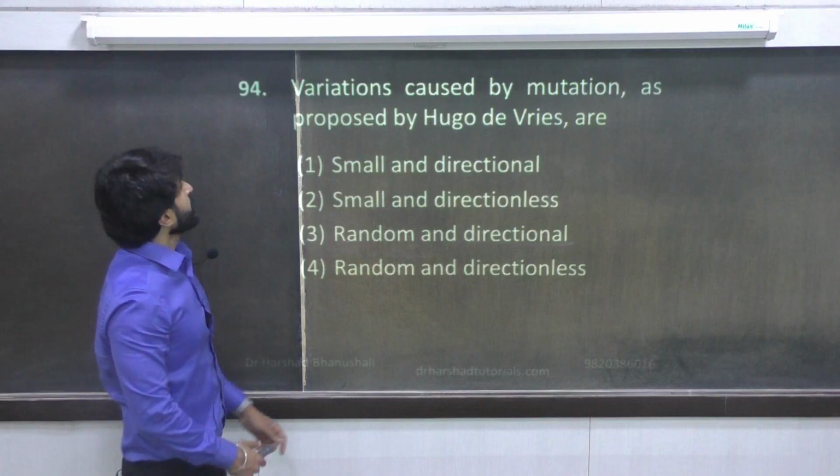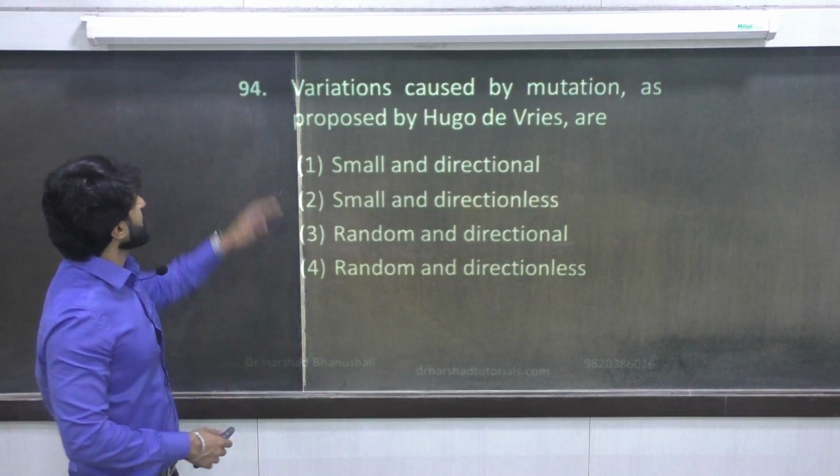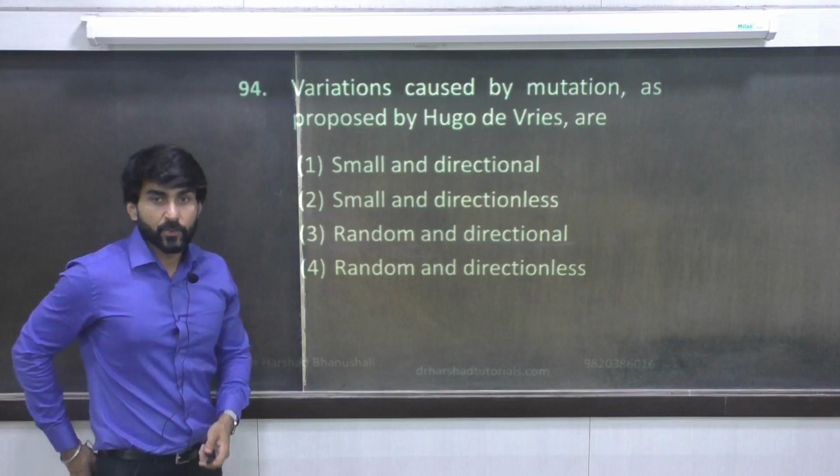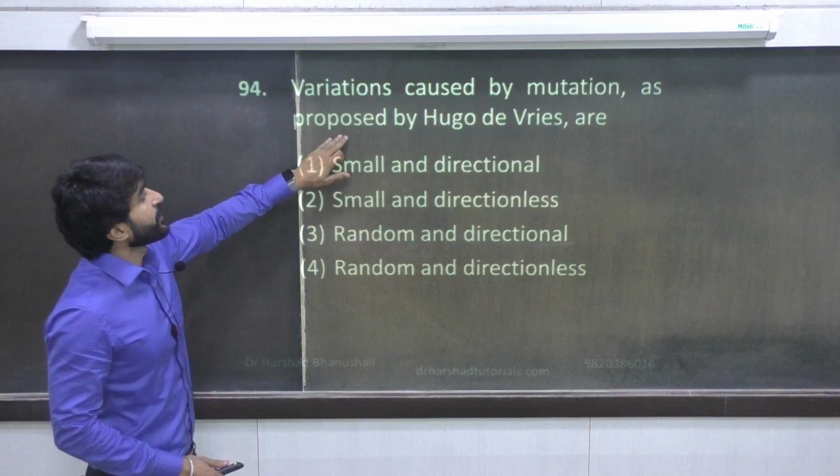So we go to the next question now. The question we are discussing now is question number 94. It's a question of chapter Evolution, as we all know. Now the question says, variations caused by mutation as proposed by Hugo de Vries.